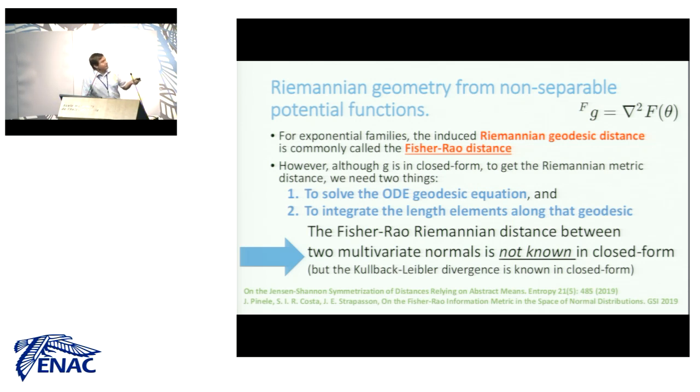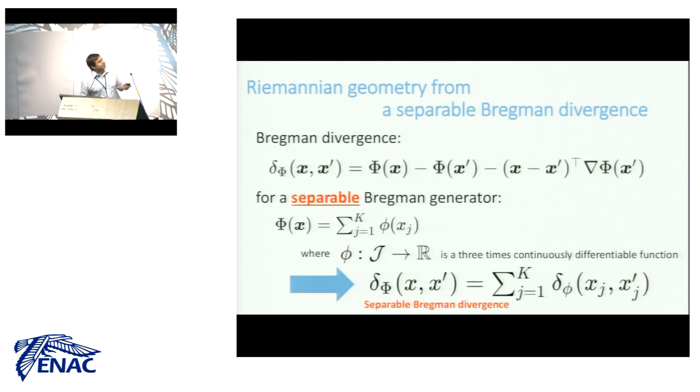So we need to do the two things to get a closed form solution for the distance, and it's very difficult in general. For example, for multivariate normal distributions, we do not know any closed form solution for the Fisher-Rao distance, but we have very easy formulae for the Kullback-Leibler divergence between two multivariate Gaussians. So there's a big gap in complexity of the formulae, whether you take the Riemannian geodesic distance or the Bregman divergence that is induced by the potential function here.